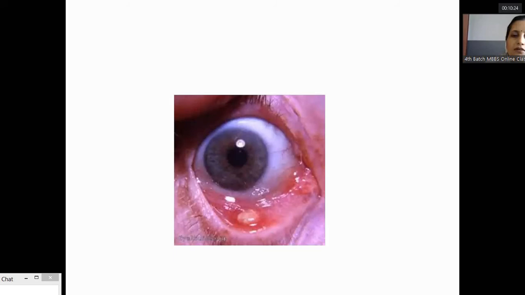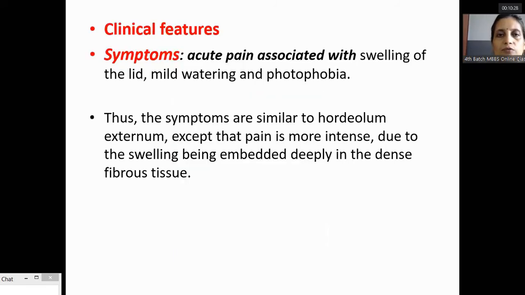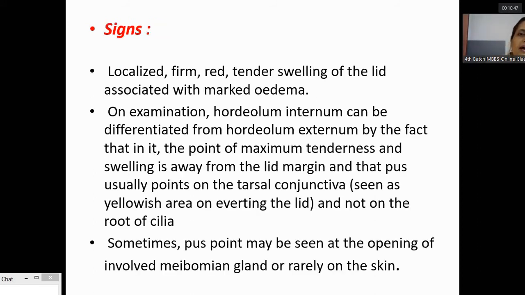So this is about the internal one. Over here, acute pain associated with swelling of the lid, mild watering, and photophobia is there. The symptoms are similar to those of hordeolum externum, except that the pain is more intense due to the swelling being embedded deeply in the dense fibrous tissue. So there is more pain than that of the stye. It is a localized, red, tender swelling of the lid associated with marked edema.